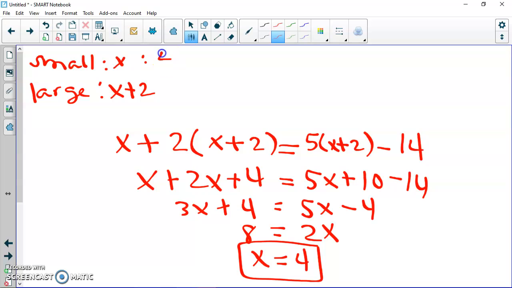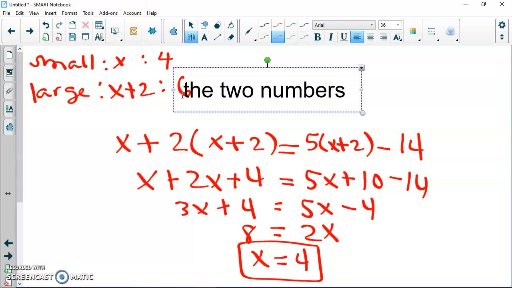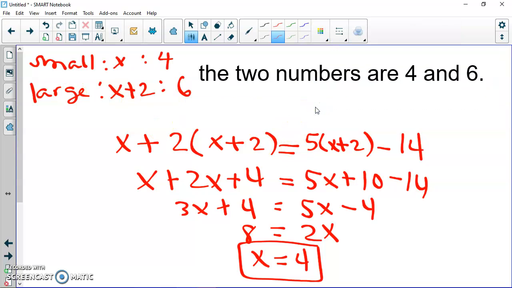So 4 is referring to the first one, and then add 2 to it to get 6. So you would say the 2 numbers are 4 and 6. My typing is also great today. Alright, pause if you need to and check the work for this one.